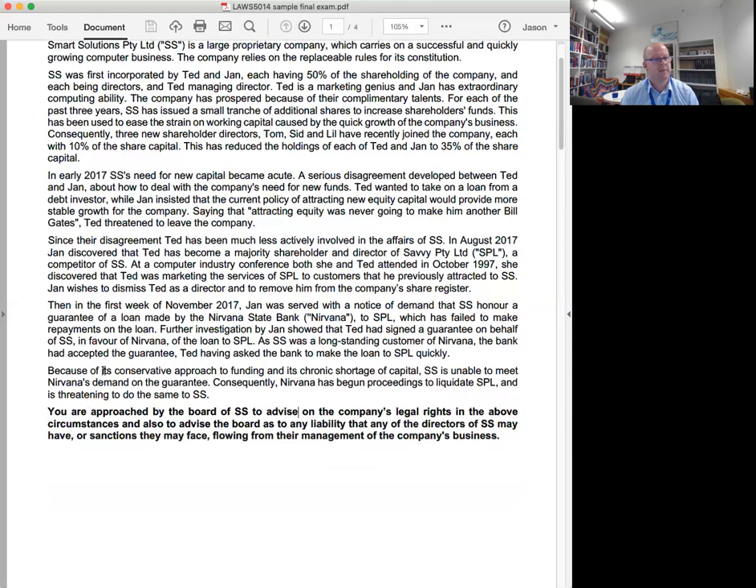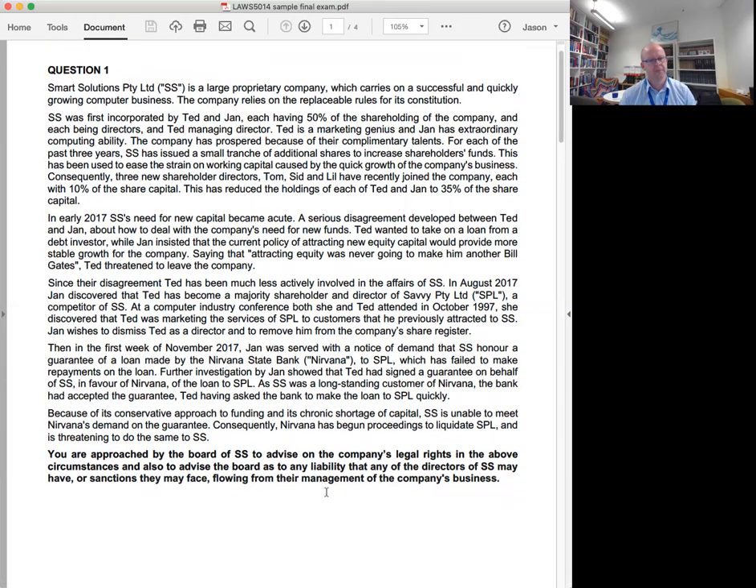Okay, and then because of its conservative approach to funding and chronic shortage of capital, SS is unable to meet Nirvana's demand, and so Nirvana has begun proceedings to liquidate SPL and might be threatening to do the same to SS. So we might also note, look, there's a potential for insolvent trading risk here. If they've properly entered into the guarantee and it's enforceable and they can't meet it, then the company is quite possibly insolvent right now. So advise the board as to any liability flowing from their management of the company's business. That's an insolvent trading question.